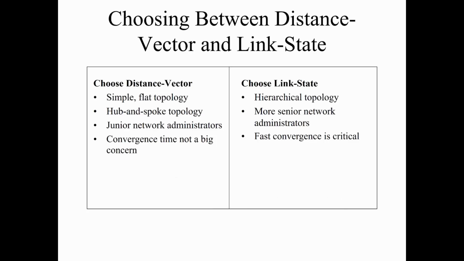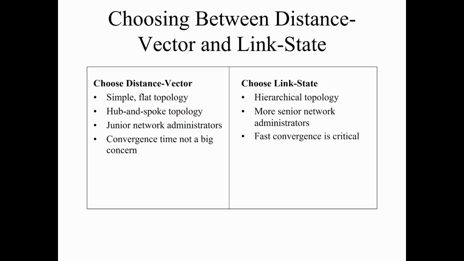So, how do you know when to choose which one? Distance vectors, you might choose when you're choosing more of a simple or flat topology, or maybe a hub and spoke, or if you're not really a network engineer and you're not quite familiar with how these work. But convergence time is not really that big of an issue. Link state is again hierarchical, normally used by more senior administrators, and that's when fast convergence is critical. I'm not going to argue with this slide.